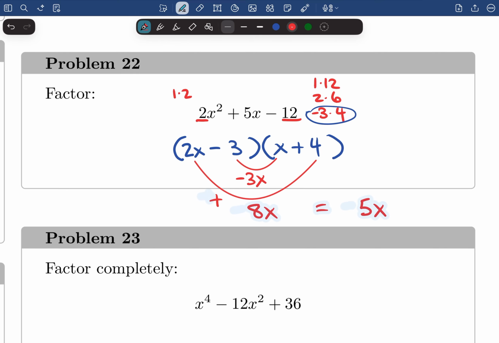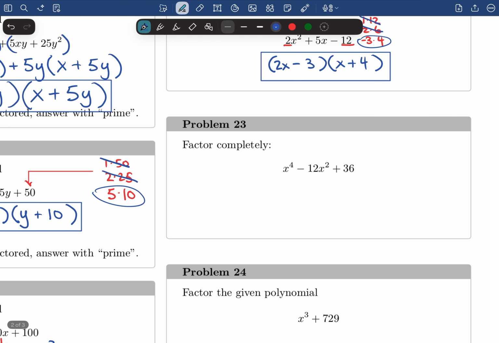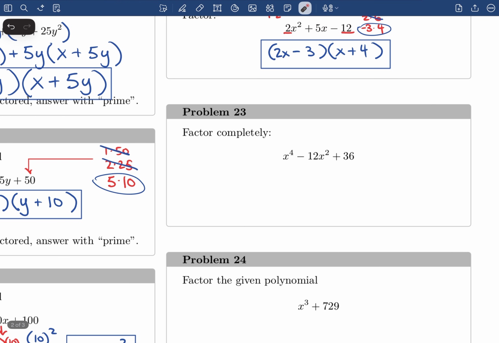There you go. And so you see my process here, that these sets of factors wouldn't work for me. Just the 3 and the 4 would, but I had to make the signs correct and put them in the correct locations. Great. So there was my scratch work down below, and this is the factored version. Moving forward, problem 23. Factor this one completely.